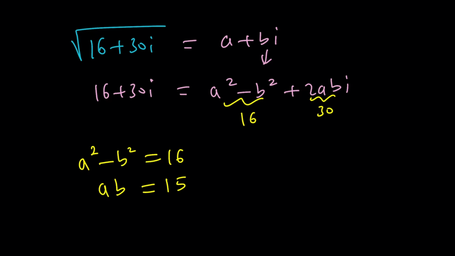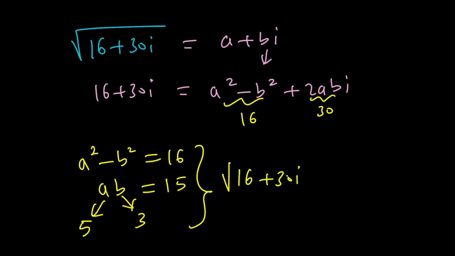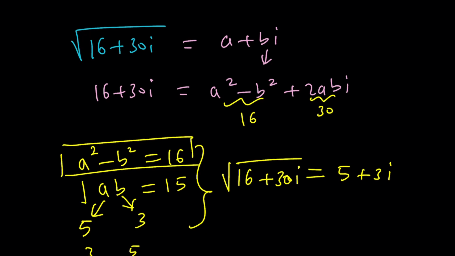I'm thinking about 25 and 9. So 5 and 3 seem to work. Yeah, great. So we got a solution. Just one solution is all we need because the square roots are opposites. So from here, the square root of 16 plus 30i, at least one of them, becomes 5 plus 3i. By the way, you have to be careful. It can't be 3 plus 5i because that doesn't work because of the difference. So that's unique about finding square roots.